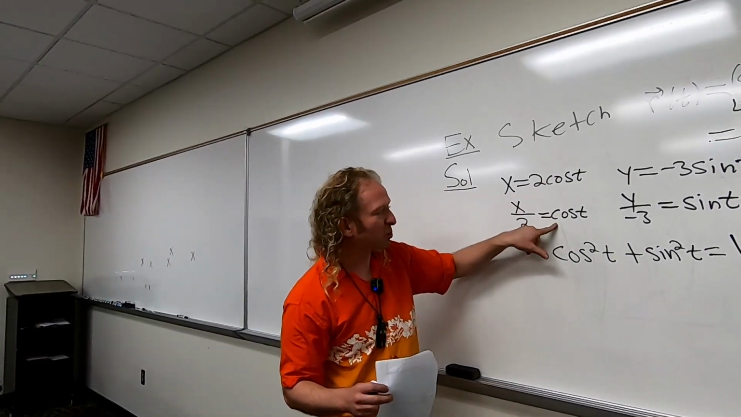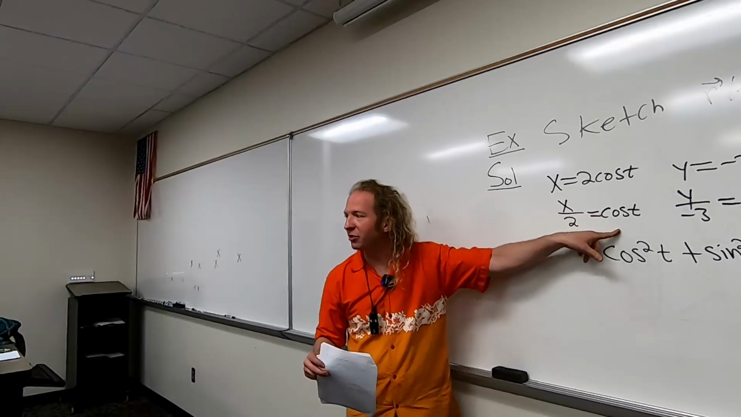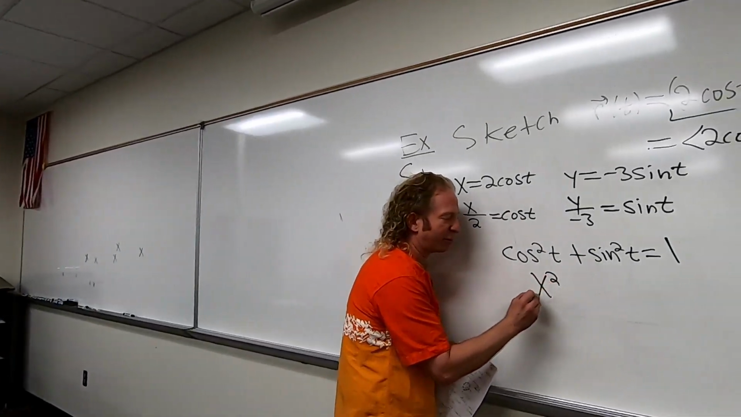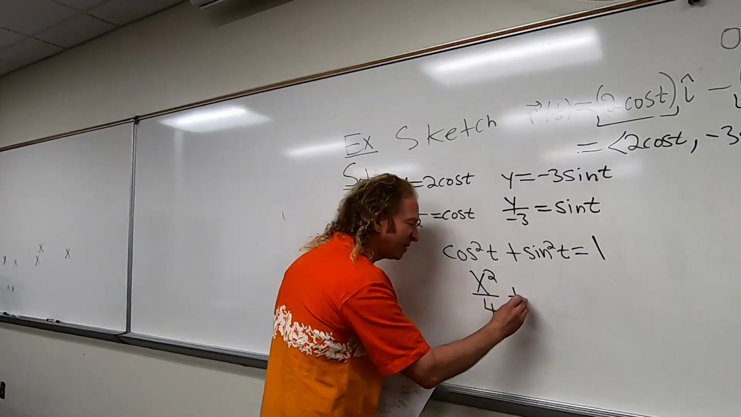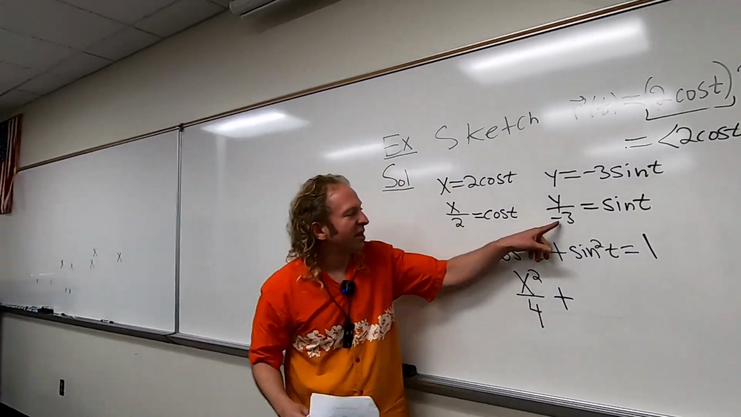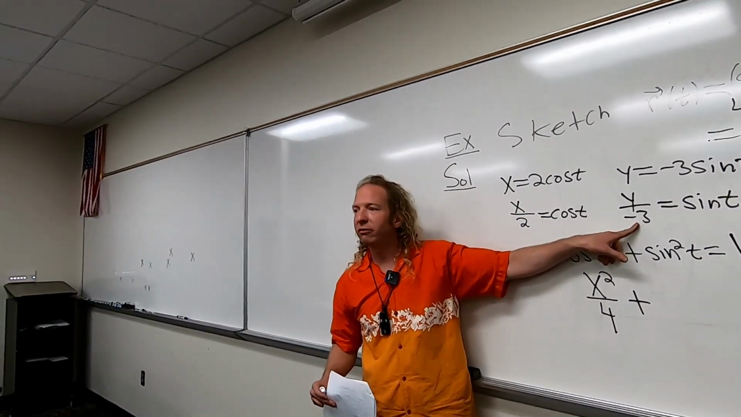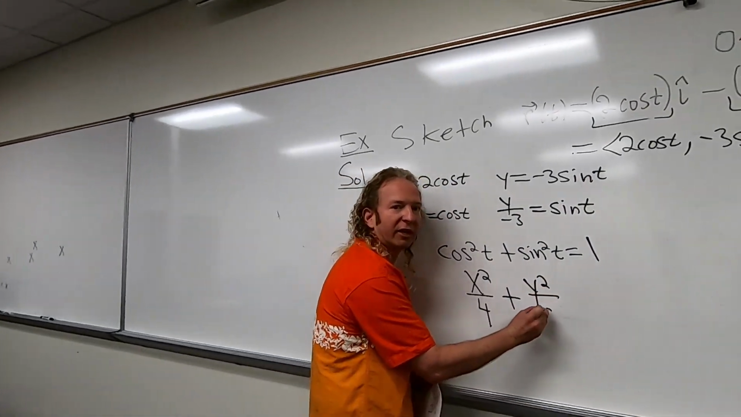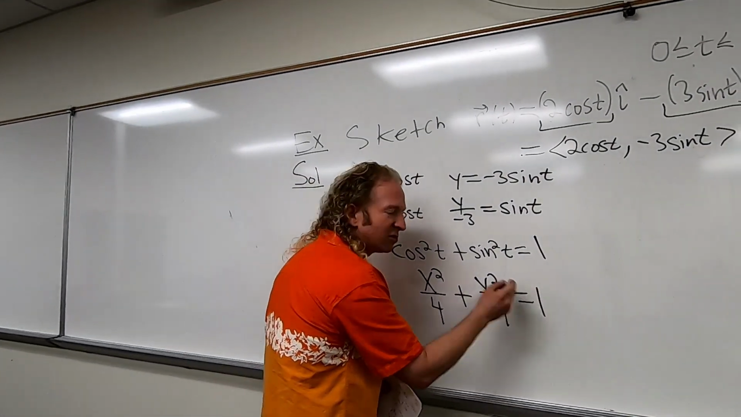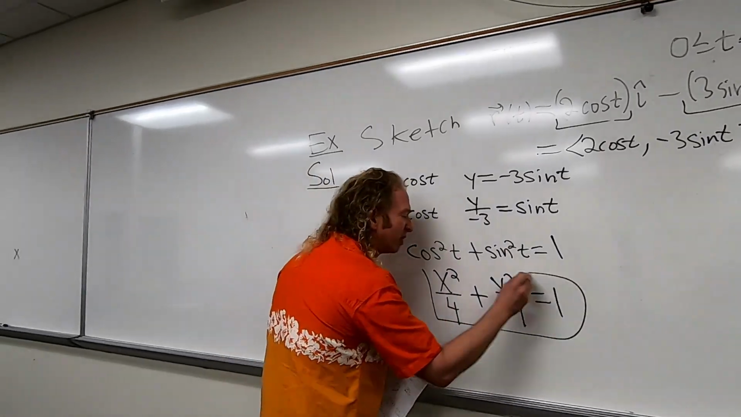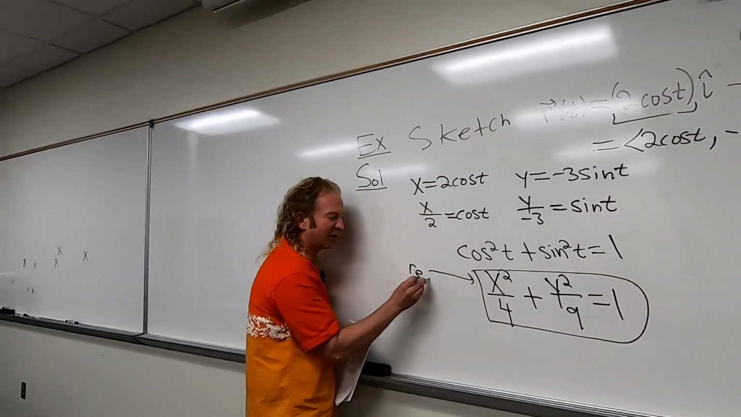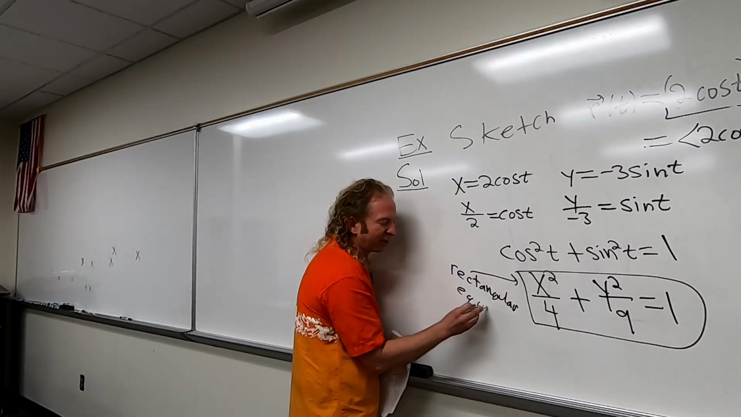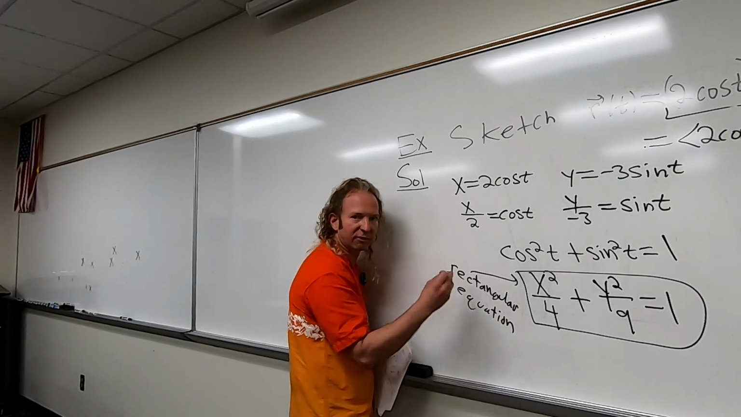So we do that, and then now just plug in your cosine t. So cosine t is x over 2. So it'll be x squared over 4. It's a beautiful problem. Plus, this is nice because when you square the negative, it goes away, right? So you get y squared over 9, and that's equal to 1. So this is the rectangular equation. This is called a rectangular equation because it's in rectangular coordinates. It's in x and y coordinates.